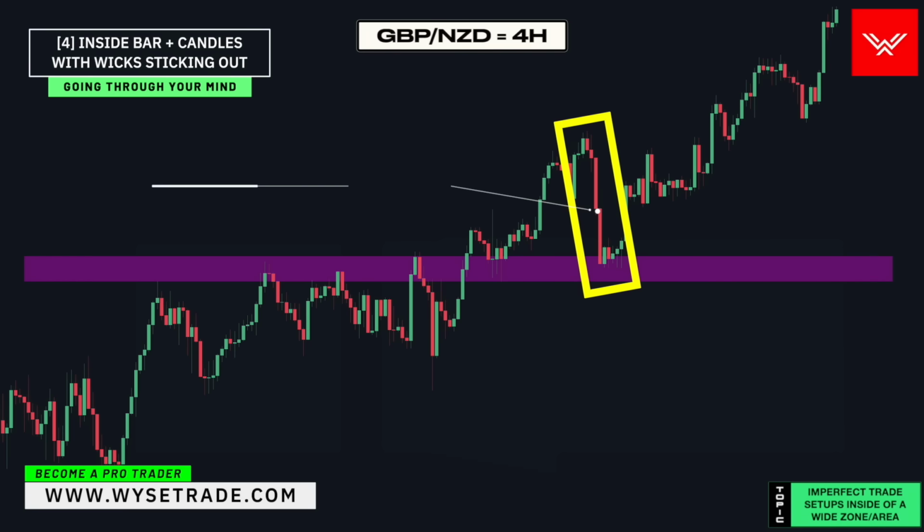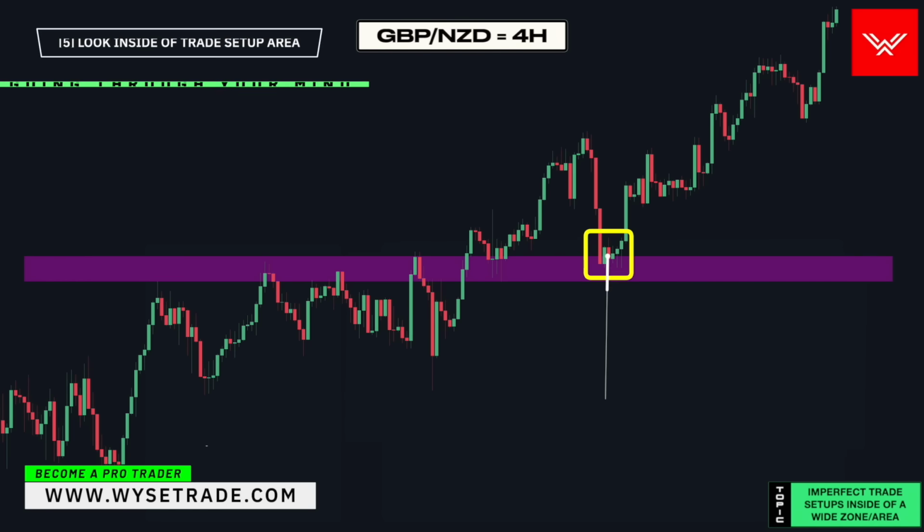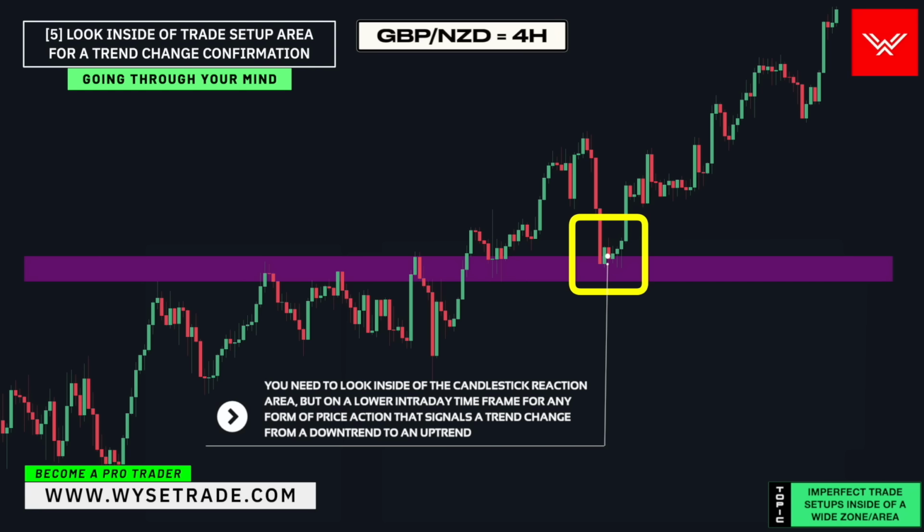Because don't forget that this is still a moving downtrend. So you need to look inside of this candlestick reaction area, but on a lower time frame, to find any form of price action that signals a trend change from a downtrend to an uptrend. Let's pull up the 1-hour time frame and put it beside this one.